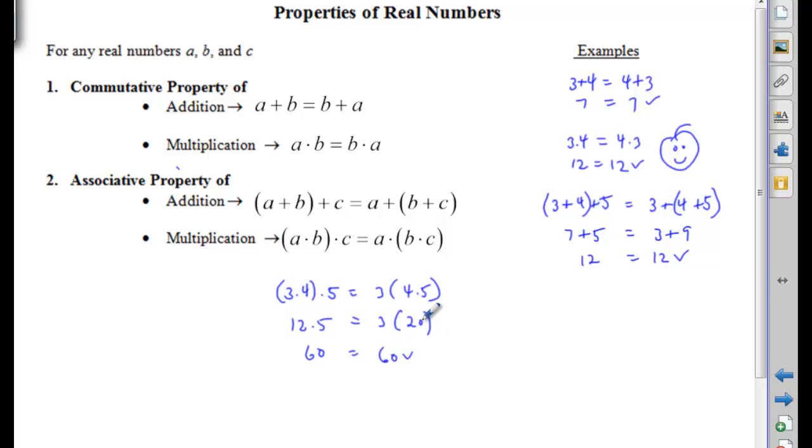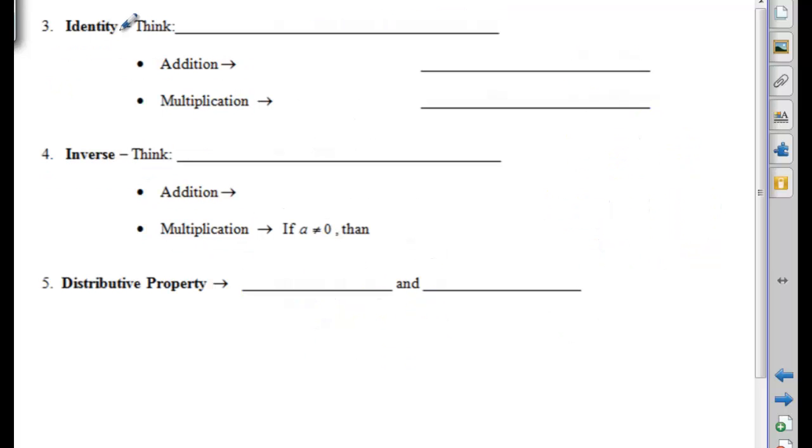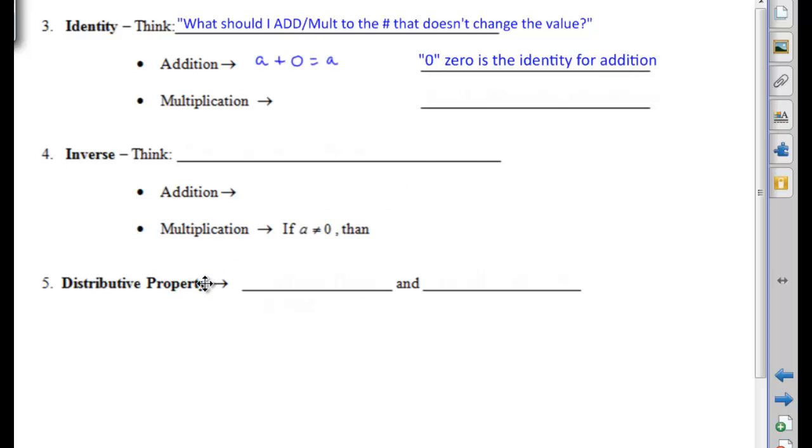So there's commutative property of addition and multiplication and associative property of addition and multiplication. Identity. What we can do is ask ourselves a question: what should I add and multiply to the number that doesn't change my value? For instance, if I take my number, and let's call it A, what am I going to add to A so that I don't change my A? Most of you are thinking, yes, it's 0. So 0 is the identity for addition.